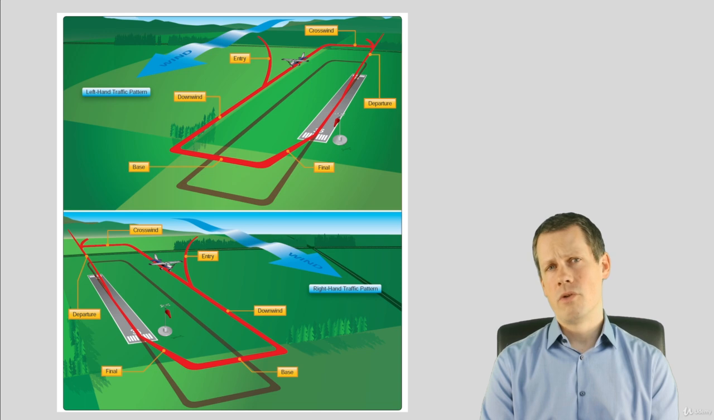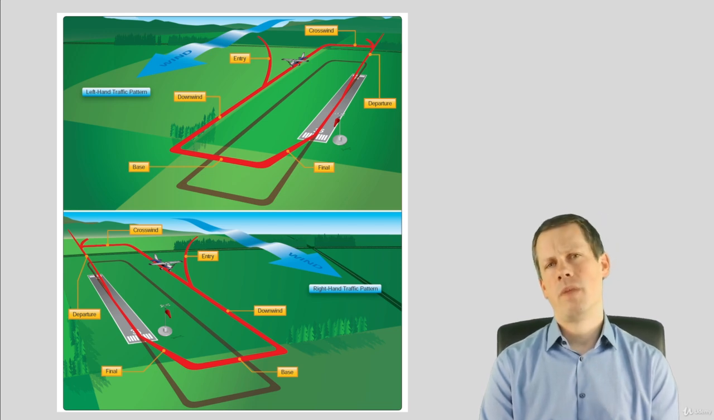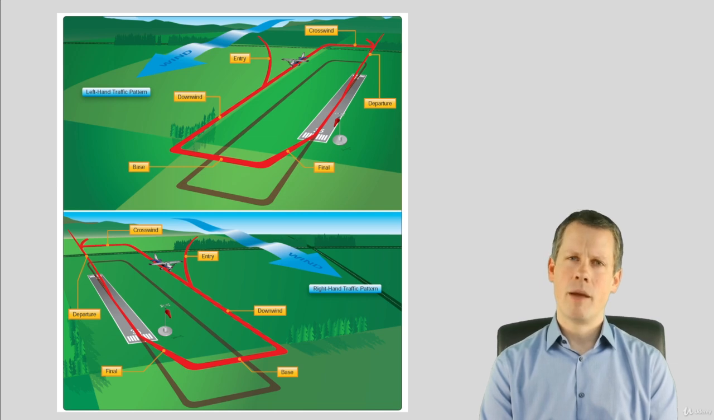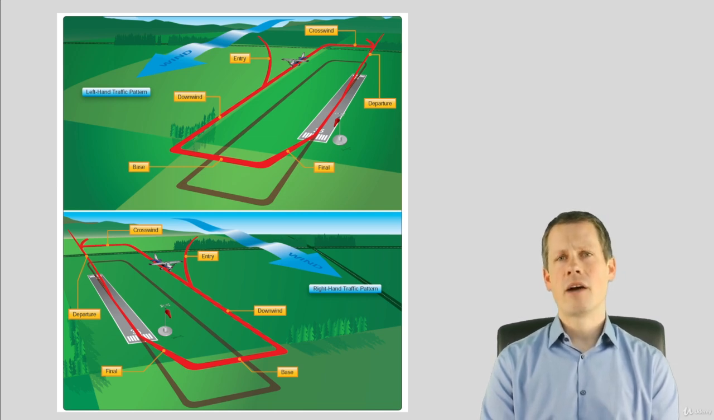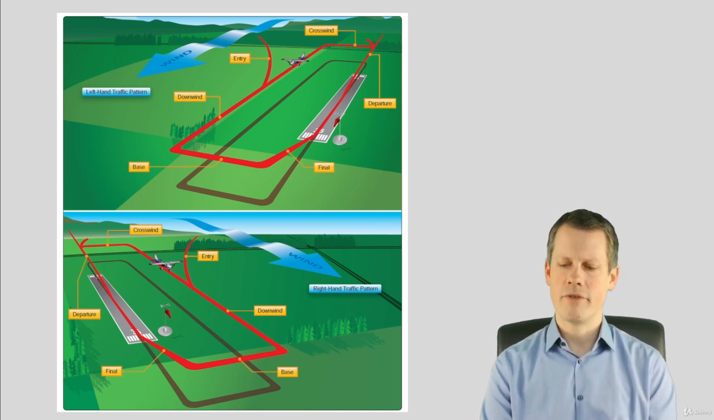Not so much on an uncontrolled field, but we'll talk about traffic pattern entries in a minute. Just in any case, always remember to look out for traffic. Always scan for traffic. There might be other airplanes in the circuit. On uncontrolled fields, there might be even airplanes without radio in the circuit, so please always have a sharp lookout for other traffic.